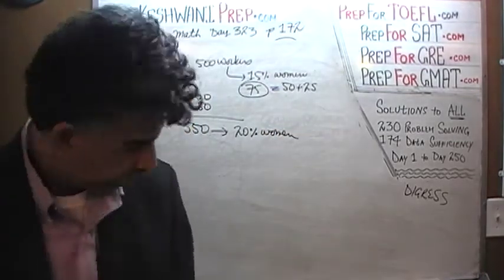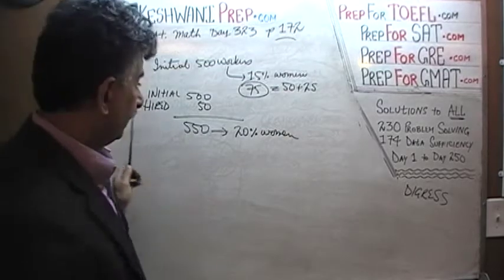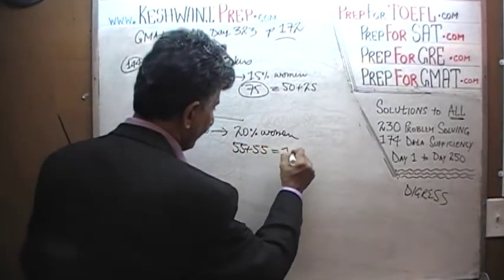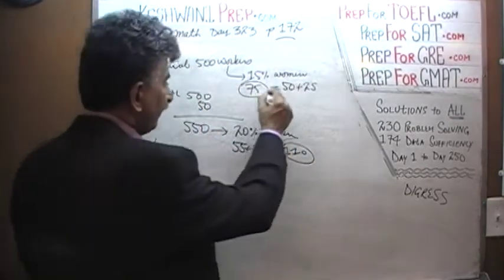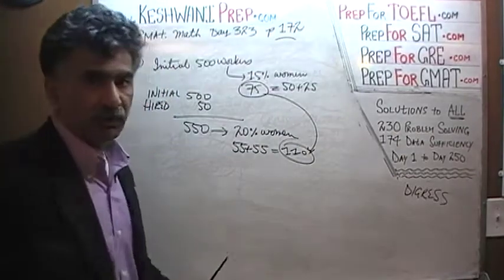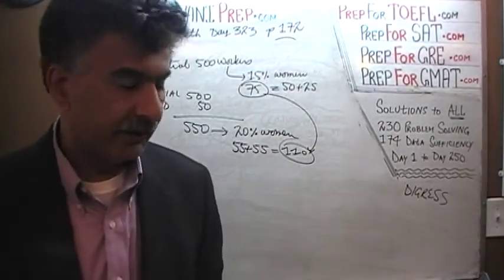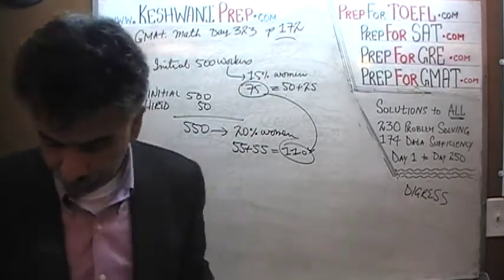Again, we know 10% of 550 is 55, so 20% is going to be 55 plus 55, which is 110. We started out with the 75 women, and now 20% of 550, we are told, are women, which makes it 110. Therefore, we must have hired 35 women. That's all. Let's do the next one, shall we?